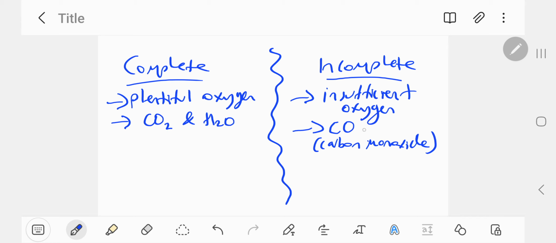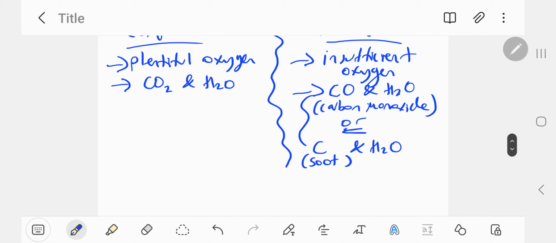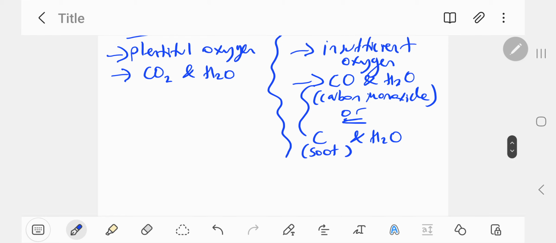Either carbon monoxide and water, or carbon on its own, also known as soot. It's like a black powder, and water. So two potential scenarios for incomplete combustion. Now with incomplete combustion, it's a lot more dangerous, because the carbon monoxide produced is toxic, and also soot as well. It's not particularly useful.